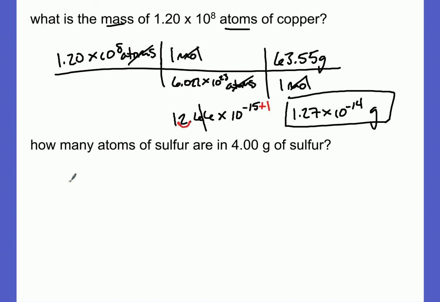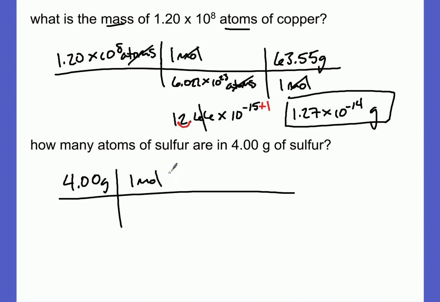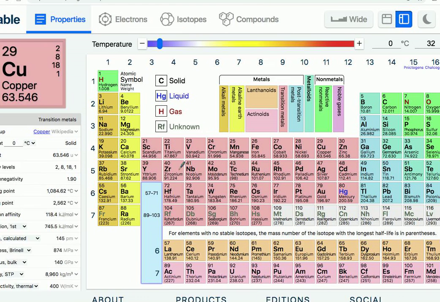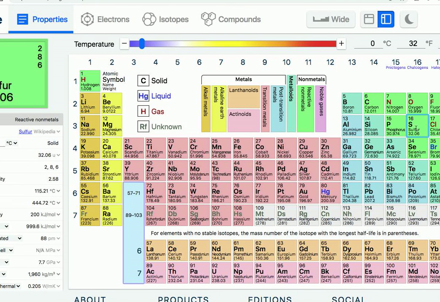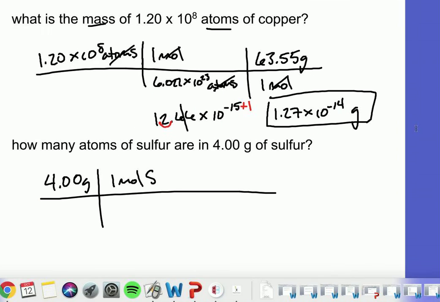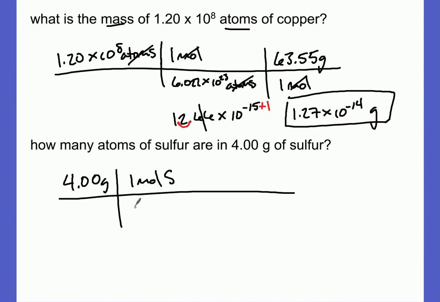Otherwise, next one, if I have 4 grams of sulfur, I can change that into an atom amount, right? This is basically the flip of the problem before. I just work it backwards and flip things over. Right? Instead of multiplying by a molar mass, I'm going to divide by a molar mass, because 1 mole of sulfur has a specific mass. Specific mass off my periodic table is 32.06 grams.